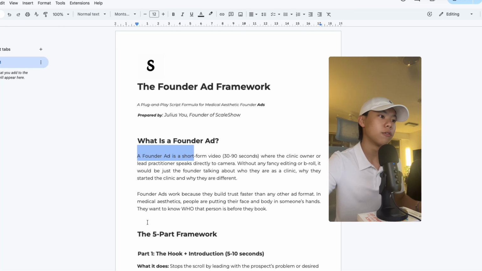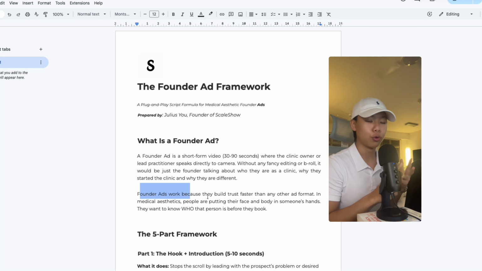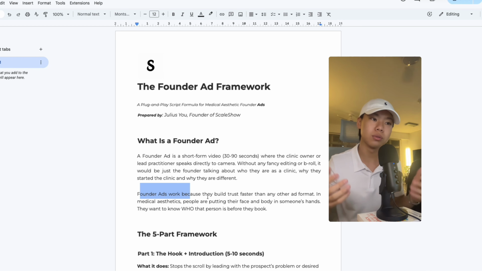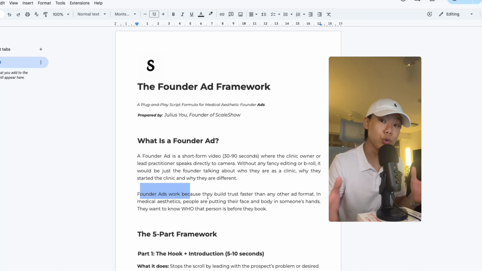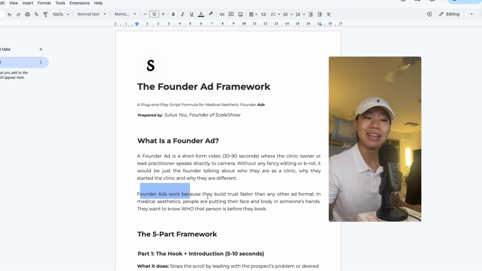All right. So founder ads work because they build trust faster than any other ad framework, for example, image ads or your normal treatment videos that you post as an ad. So it works better than both of those ad formats combined. In medical aesthetics, people are putting their face and their body in someone's hands, so they want to know who that person is before they book.